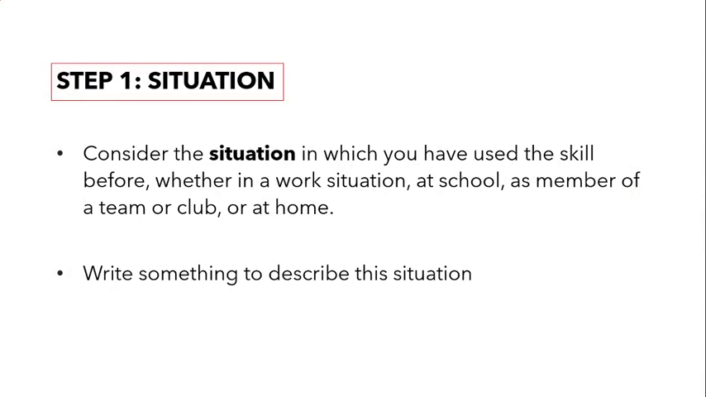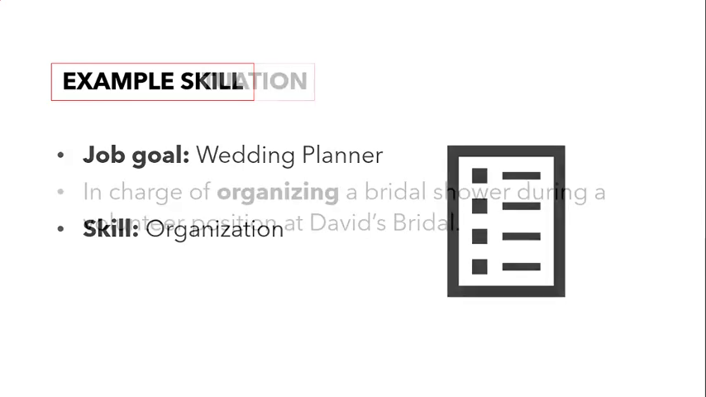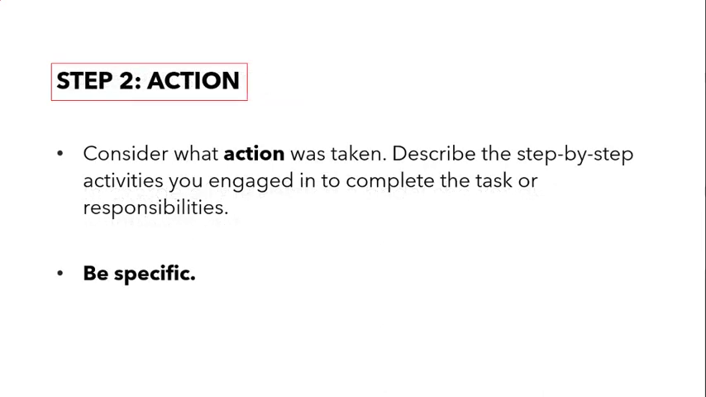Consider the situation in which you have used the skill before, whether in a work situation, at school, as a member of a team or a club, or at home. Now write something to describe this situation. An example of a skill might be organization related to the job goal of a wedding planner. For this example, you may have been in charge of organizing a bridal shower during a volunteer position at David's Bridal.